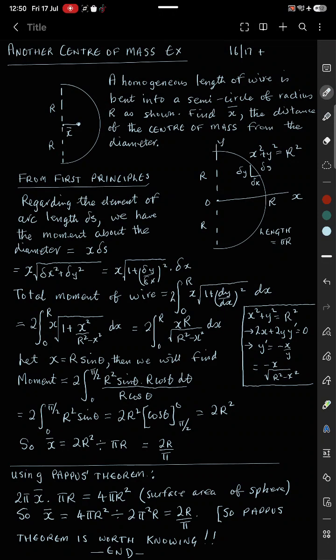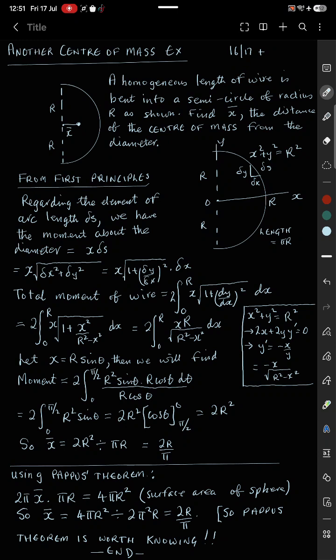Hi, in this exercise we want to do another centre of mass example suitable for years 16, 17 and above. And it goes like this. A homogeneous length of wire is bent into a semicircle of radius r as shown. Find x bar, the distance of the centre of mass from the diameter.